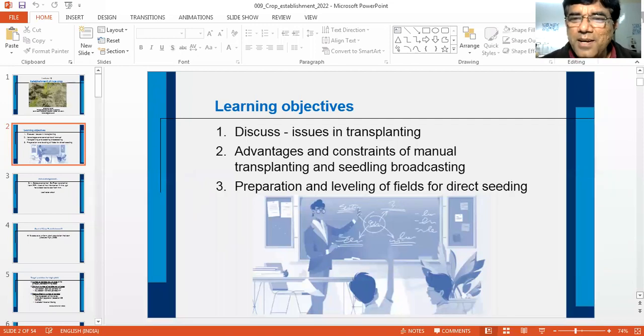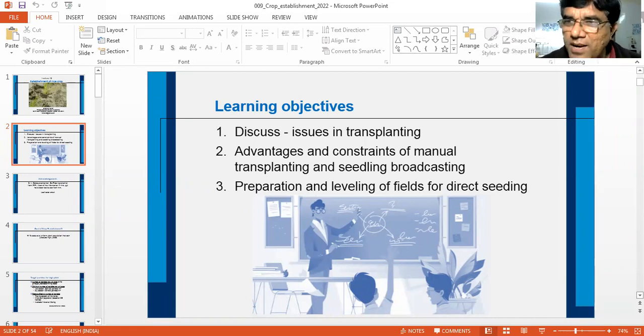Direct seeding can be done in puddled field. Direct seeding can be done in unpuddled field. It can be done in line. It can be done by broadcast method. It can be done under dry condition. It can be done under wet conditions. So many modifications and versions of direct seeding are there.